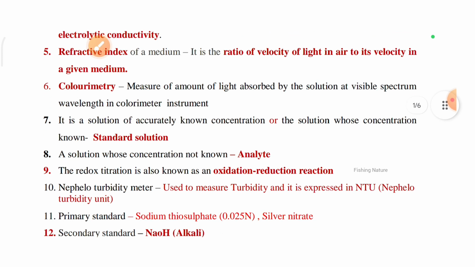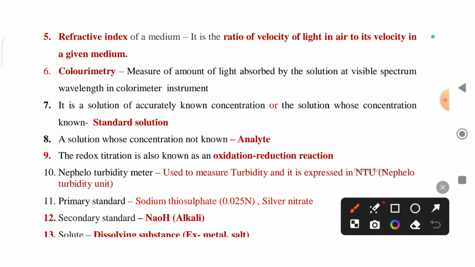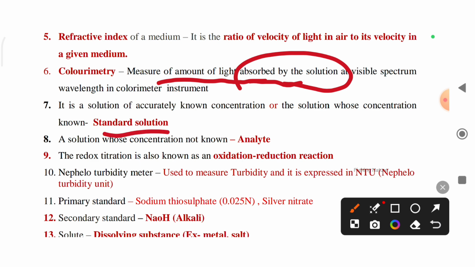Colorimetry is a measure of light absorbed by the solution at visible spectrum wavelengths in a colorimeter instrument. By using this instrument, we measure the amount of light absorbed by the solution. Next, a standard solution is a solution whose concentration is accurately known. Analyte is the solution of unknown concentration; the solution which is not known is the analyte.